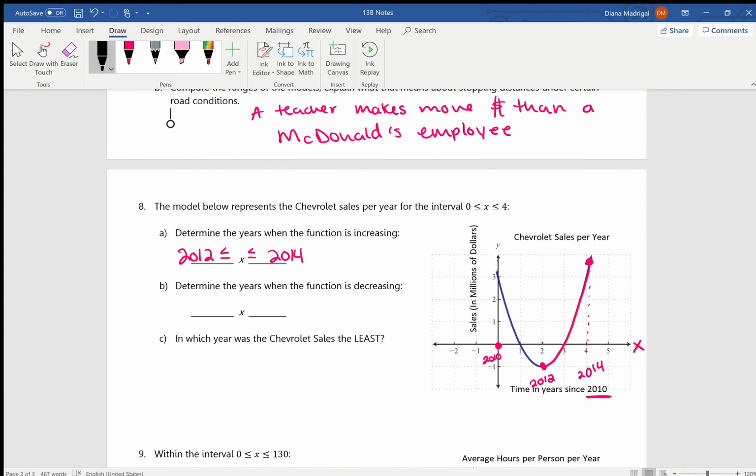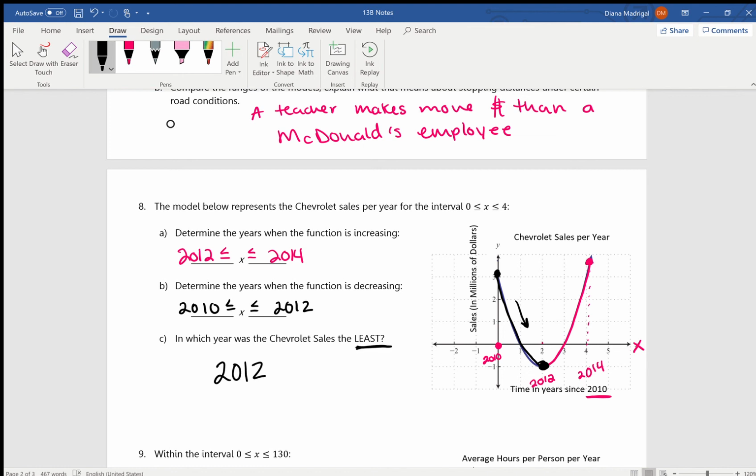All right, it says determine the years where the function is decreasing. So that means it starts from here to here. This is decreasing, it's going down. So that's from 2010 to 2012. And it says, in which year were the Chevrolet sales the least? Well, obviously, we know it's going to be 2012. That's their minimum. Okay, so 2012.